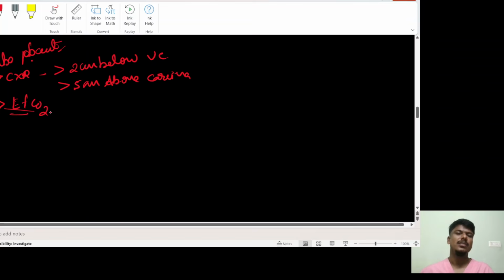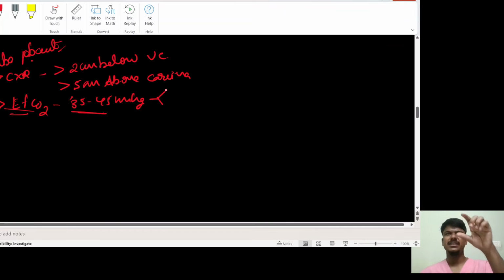Now, the next one: EtCO2. What is EtCO2? End-tidal carbon dioxide. We are going to measure the EtCO2. Normal is around 35 to 45 mm Hg. How will you measure that? We connect the universal adapter of the endotracheal tube to the EtCO2 device, which is connected to the ventilator. The ventilator monitor will show the EtCO2 value.